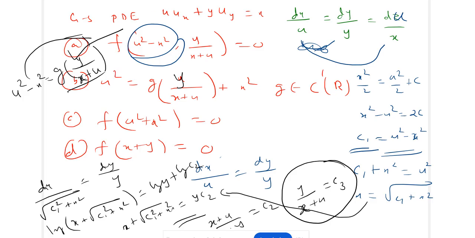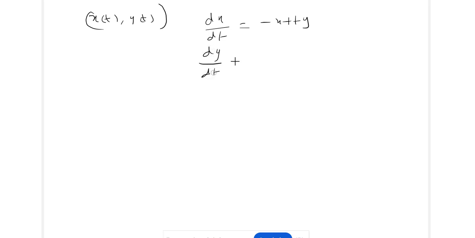And another problem. The functions x(t), y(t) satisfy the system of ODE of the form dx/dt = -x + ty and dy/dt = tx - y, and there are two sets of solutions, that is (x1, y1) and (x2, y2).